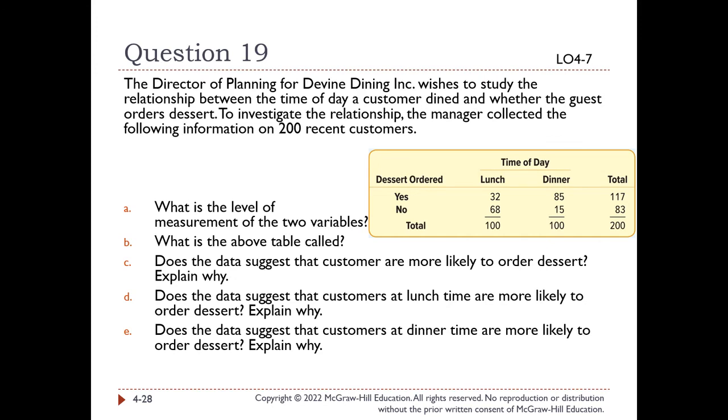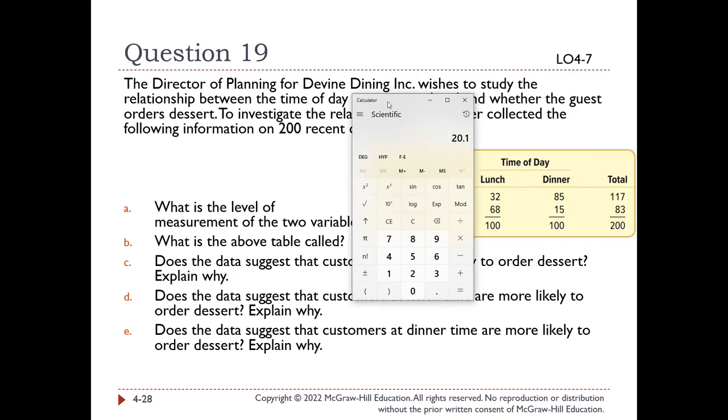Does the data suggest that customers are more likely to order dessert? So, the answer is yes. Okay. Why does it show it? Well, about 117 out of 200 has done it, which again, if we bust out a calculator, shows about 58% ordered dessert. So yes, it's a little bit skewed. I mean, it shows that more than half have ordered.